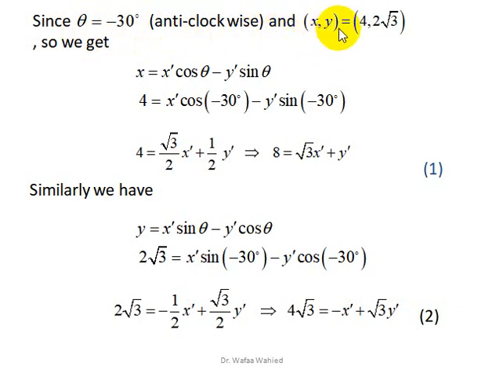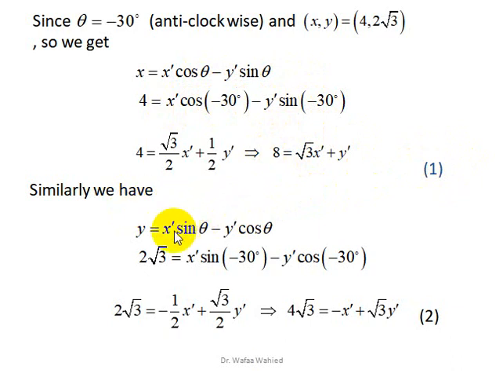And the old coordinates of the point B are equal to 4 and 2 square root of 3. If we substitute theta and x, y in the rotation relation, we will get the following relation. x equals x dash cosine theta minus y dash sine theta. Substitute x by 4, and replace theta by minus 30 degrees. x dash and y dash are the new coordinates of the point B. So we will have the following equation. This equation is called equation 1.